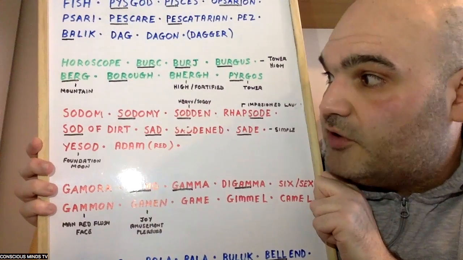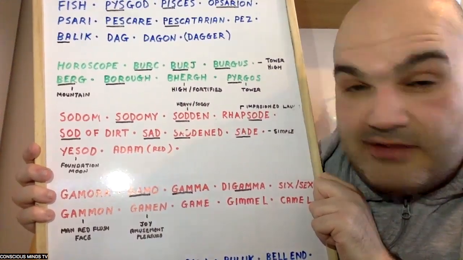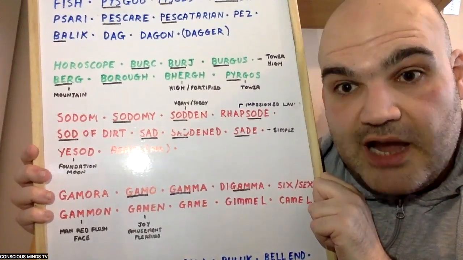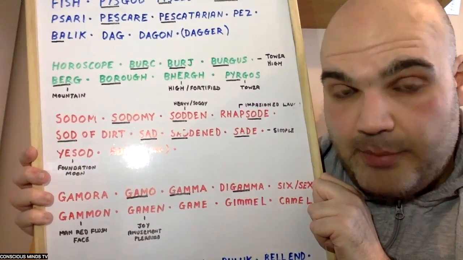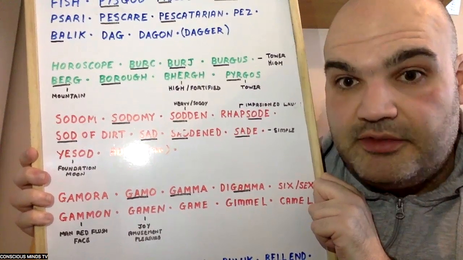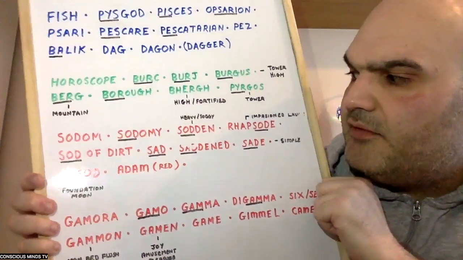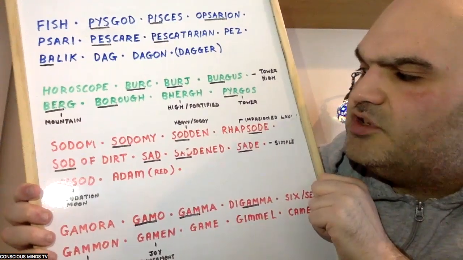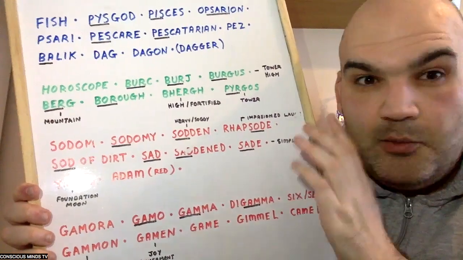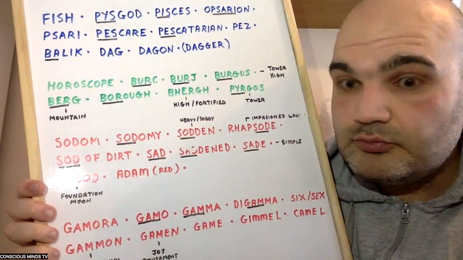But yeah, like I said, so we've got Sodom, then we've got sodomy, then we've got Sodden, which means heavy. And that's really interesting because the root chakra, which is red and has 4 petals, is the heaviest and most dense frequency out of the 7 chakras. So that's really interesting. And then we have the word rhapsode, which is an impassioned laugh. So again, passion also correlates with redness as well.